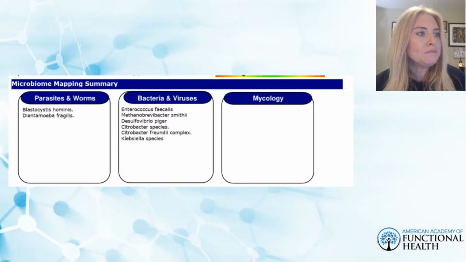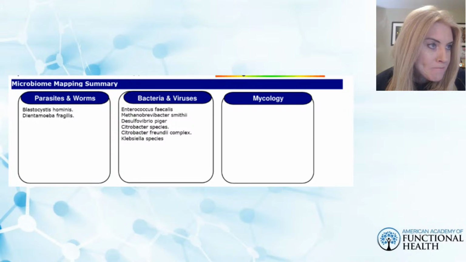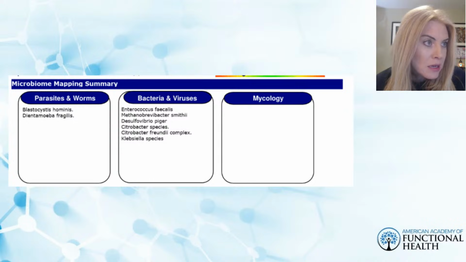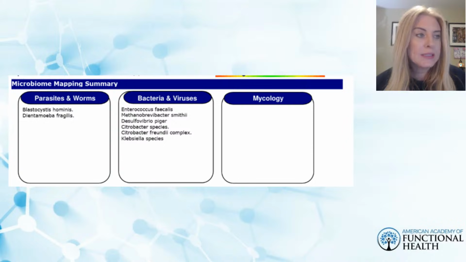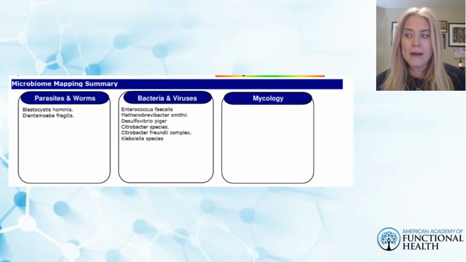And then for bacteria and viruses, she did have quite a bit of bacterial overgrowth, no viruses, but she had some overgrowth of Enterococcus, Methanobrevibacter, Desulfovibrio, Citrobacter, a couple Citrobacter species, and a Klebsiella species. Some of them are good bacteria. Some of them are potential pathogens though, because there's too much of it.